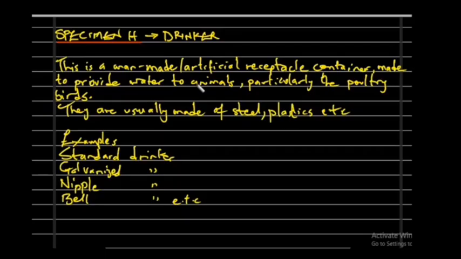So it is a man-made artificial receptacle container made to provide water to animals, particularly in the poultry beds. They are usually made of so many materials like steel, plastics, etc. And major examples of this drinker: we have the standard drinker, the galvanized drinker, the NECO drinker, the bell drinker, etc. There are so many, but these are just a few of the drinkers that we have.